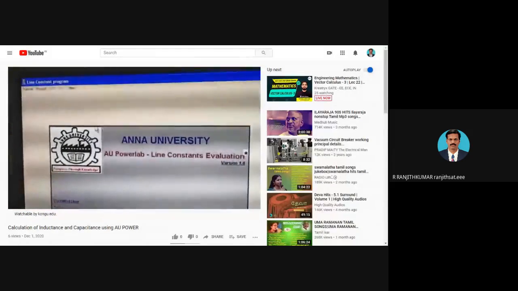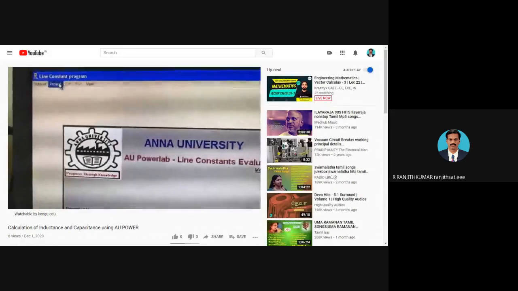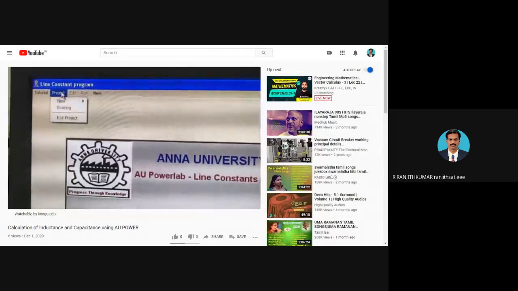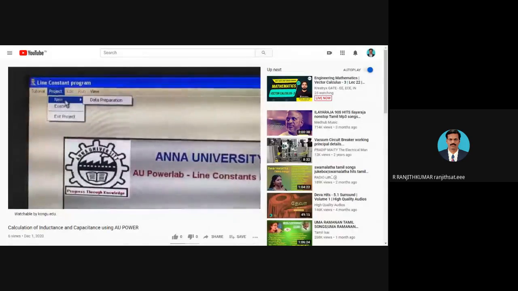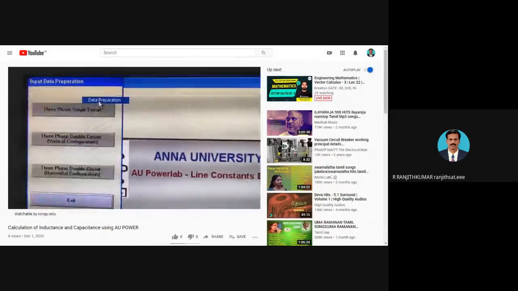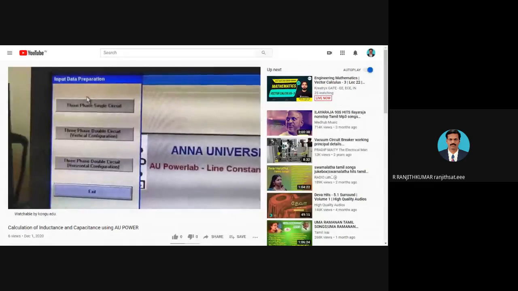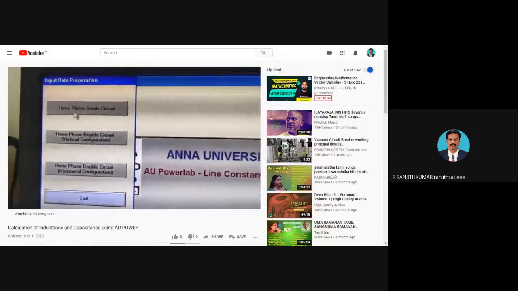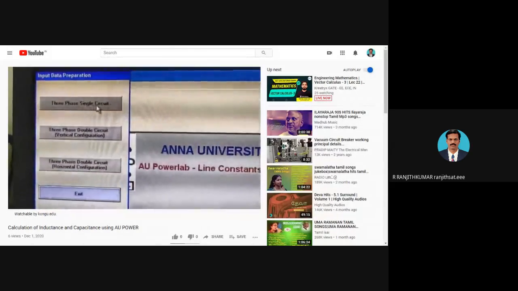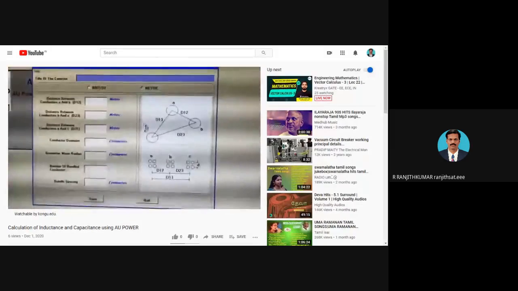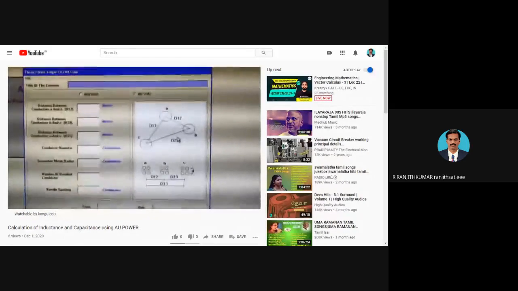So it is your LC. In this we have to go to the menu icon Project, and in that you will have New. Then you have to go for data preparation. We have to select which type of transmission line we are using. First case, 3-phase single circuit I am giving here. If I give 3-phase single circuit, this is the configuration.